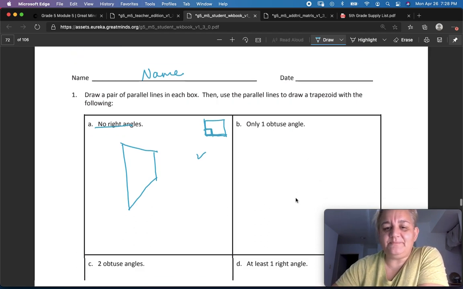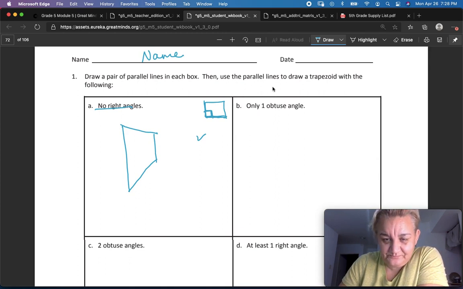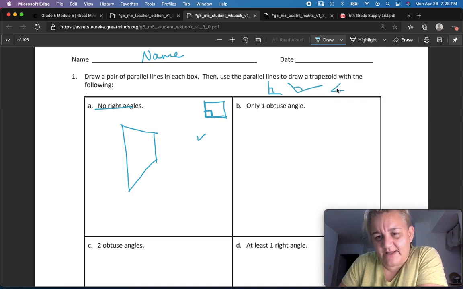Only one obtuse angle. Okay, let's go through our angles. Do you remember? So here we have a right angle. Okay. Here we have an obtuse angle, which is bigger than 90 degrees. And here we have an acute angle, which is less than 90 degrees. So this is obtuse.